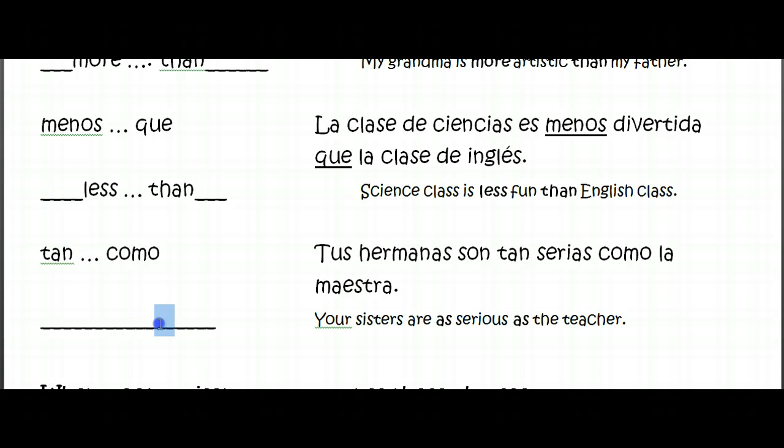And then finally, we have tan como, which means as something else. So, tus hermanas son tan serias como la maestra. So your sisters are as serious as the teacher. Again, there's serias in between tan and como, and serias agrees with tus hermanas.